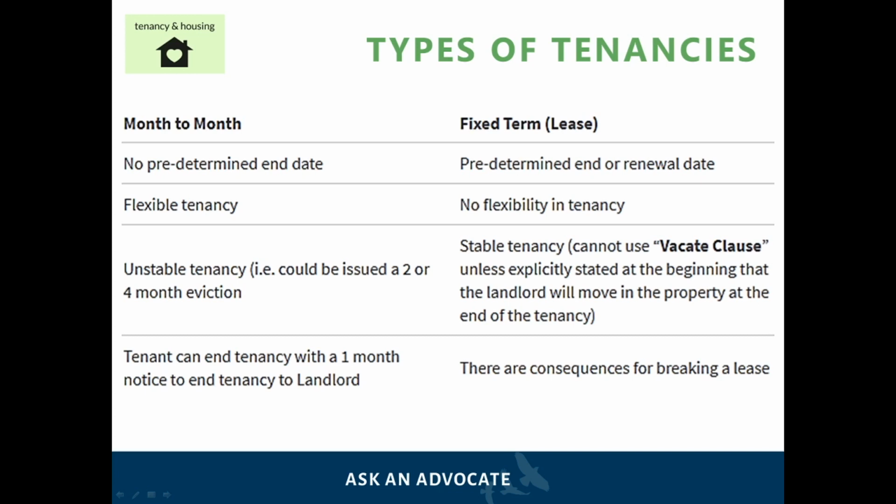In a fixed-term tenancy, there is a predetermined end or renewal date. This type of tenancy is not flexible, but it is stable. A landlord cannot use a vacate clause at the end of the lease term unless it is explicitly stated at the beginning that he or an immediate family member will occupy the unit at the end of the term. There are consequences for breaking a fixed-term tenancy, such as owing the other party money for months left in the lease.